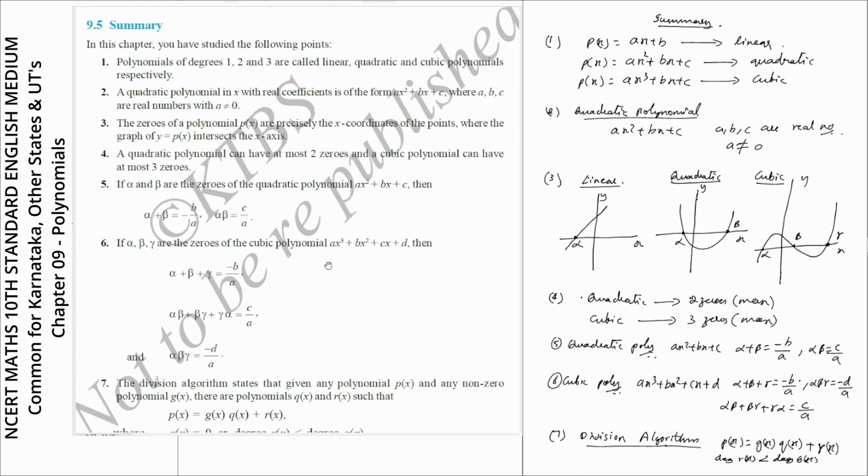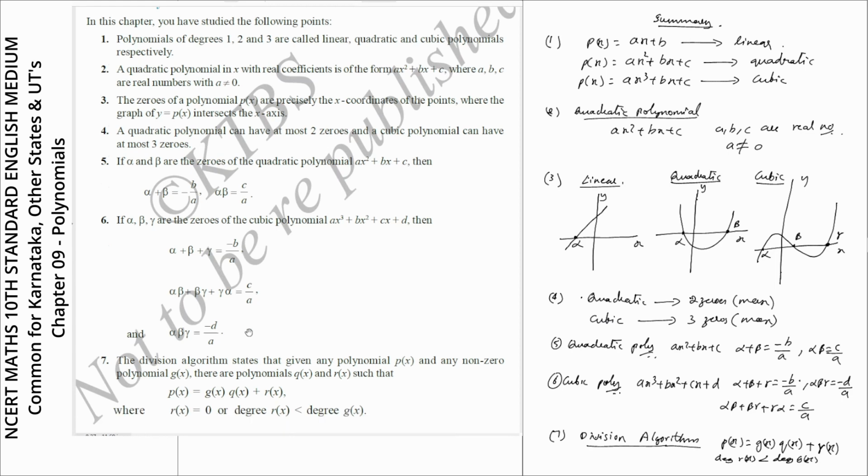Next, if alpha and beta are the zeros of the quadratic polynomial ax square plus bx plus c, then alpha plus beta is equal to minus b by a, and alpha beta is equal to c by a. Similarly, if alpha, beta, gamma are the zeros of the cubic polynomial ax cube plus bx square plus cx plus d, then alpha plus beta plus gamma is equal to minus b by a. Alpha beta plus beta gamma plus gamma alpha is equal to c by a, and alpha beta gamma is equal to minus d by a.